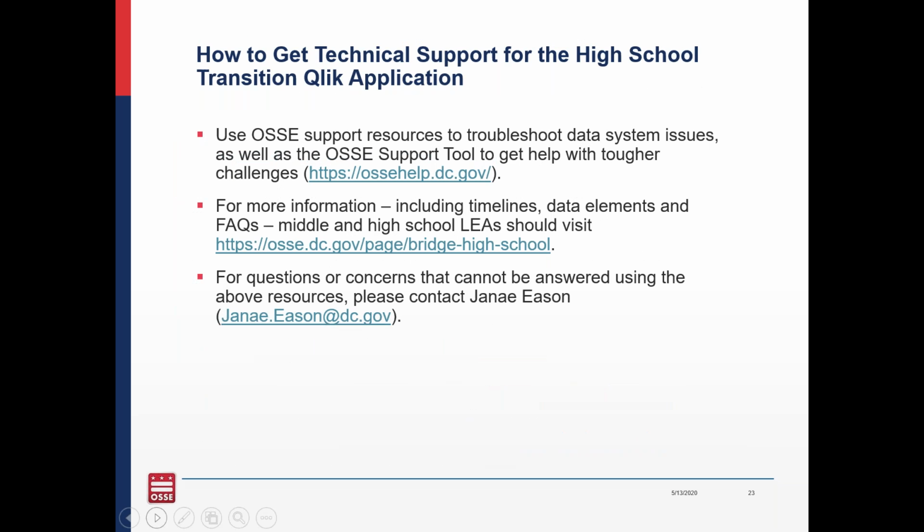To get technical support for the High School Transition Qlik application, first, use OSSI support resources to troubleshoot data system issues, as well as the OSSI support tool to get help with tougher challenges at ossihelp.dc.gov. For more information, including timelines, data elements, and FAQs, middle and high school LEAs should visit osce.dc.gov/page/bridge high school. Finally, for questions or concerns that cannot be answered using the above resources, please contact the Programs Manager, Janae Eason, at janae.eason@dc.gov.